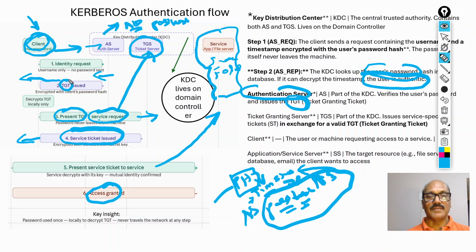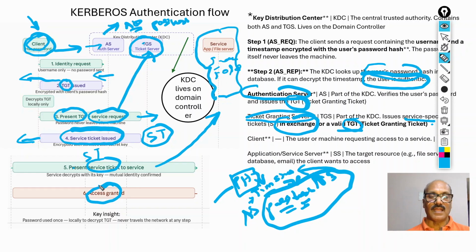See, the authentication server will issue the TGT. Remember, I told you TGT. The ticket granting server, which is part of the KDC, issues this specific service, not all the services, in exchange for a valid TGT. So it supplies the TGT plus service request. This will give you a service ticket. We can represent it by ST. Using the service ticket, ST is presented to the service. The service recognizes it and access is granted.